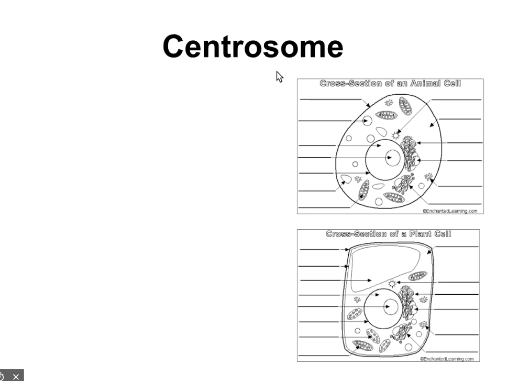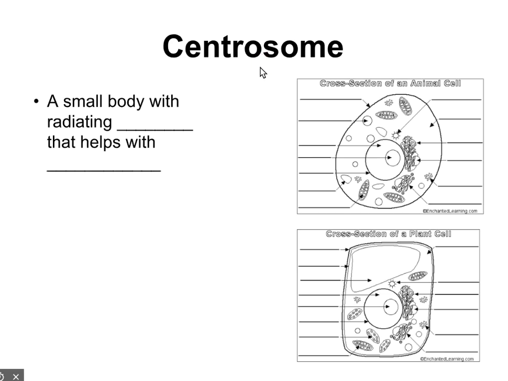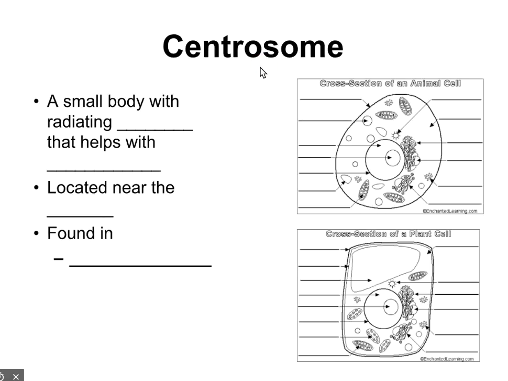Our next cell part is the centrosome, kind of like the center of the universe. It's the sun. Right here is the centrosome. The centrosome. And it looks like the sun, the center of our universe. It's a small body. You notice that there are other cell parts that are quite a bit larger than it. That has radiating tubules. And don't let tubules confuse you. It's just tiny tubes. Okay?